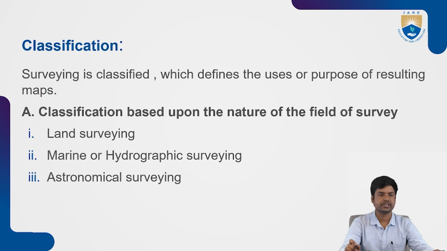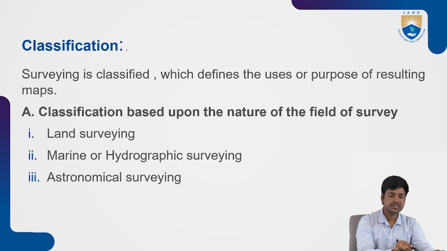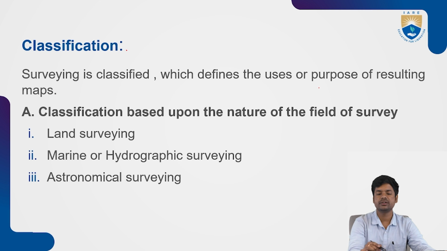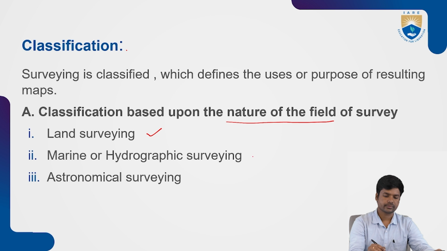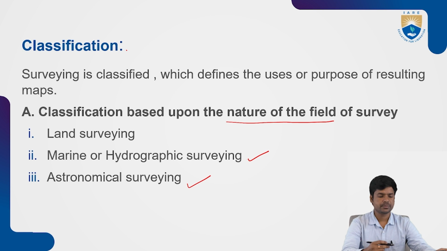Now coming to the classification, surveying is classified based on the uses and purpose of the resulting maps. Based upon the resulting maps, we are going to classify the surveying. The first one is classification based upon the nature of the field of survey. Here, the first one is land surveying, the second one is marine and hydrographic surveying, and the third one is astronomical surveying. So these are the different types of surveying based upon the nature of the field.